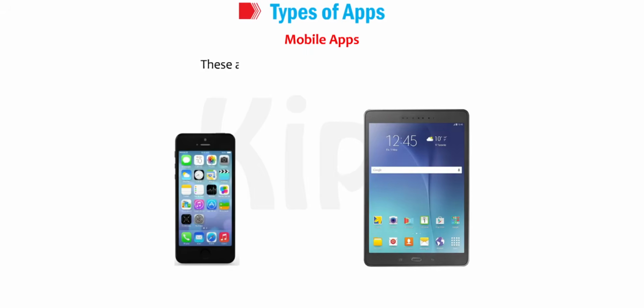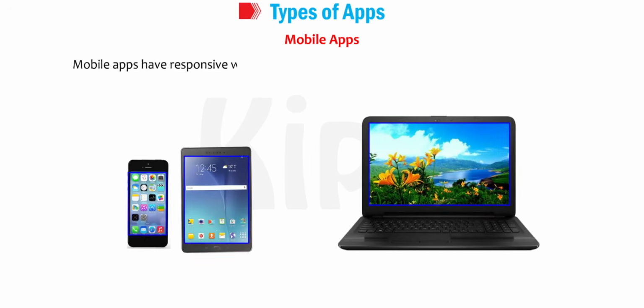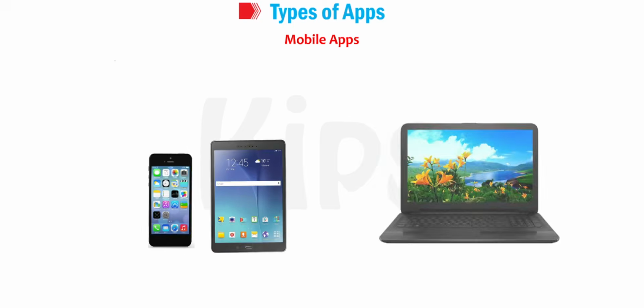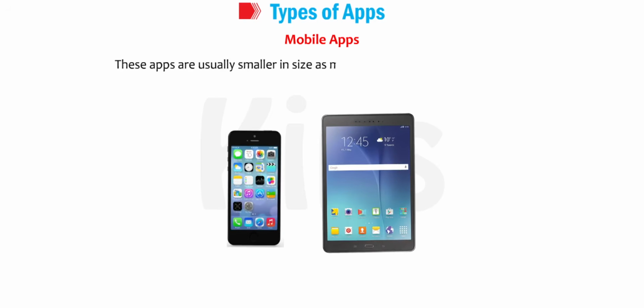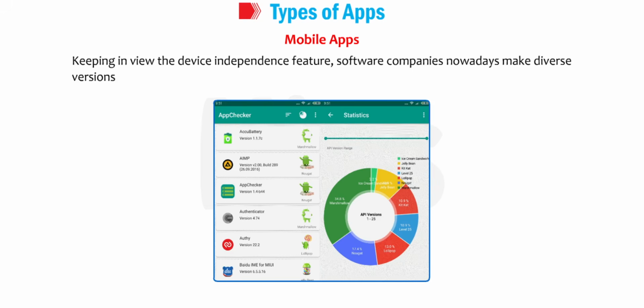Mobile apps. These apps run on a smartphone or a tablet. Mobile apps have responsive web designs to adapt to the much smaller screen sizes and orientation of the mobile devices. These apps are usually smaller in size as mobile devices have limited memory. Some mobile apps may come preloaded on cell phones or tablets. Keeping in view the device independence feature, software companies nowadays make diverse versions of the applications to be used as desktop apps, web apps, or mobile apps.